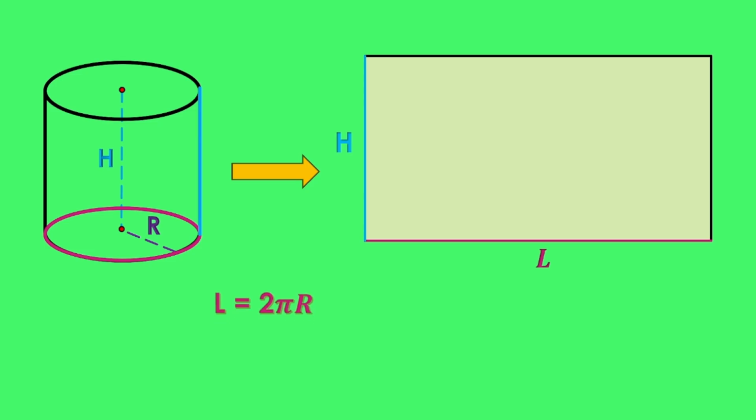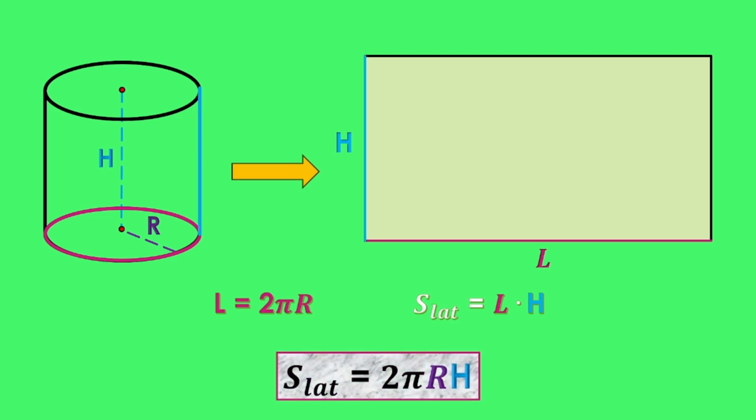L is the length of the base of the cylinder, and at the base of the cylinder lies a circle. We know the formula for finding the length of a circle, L equals 2 pi r, and the area of this rectangle is equal to the product of the circumference and the height of the cylinder. Instead of the circumference, we substitute 2 pi r, and we have the formula for finding the area of the lateral surface of the cylinder, S equals 2 pi rh.